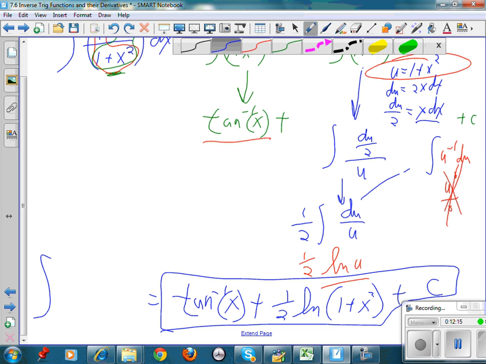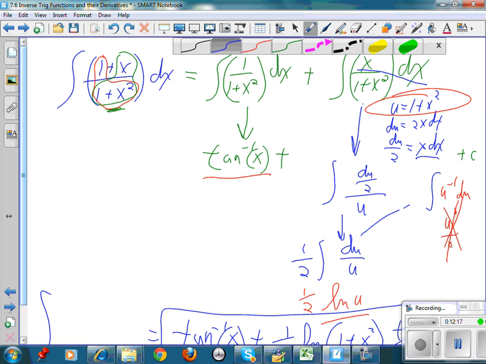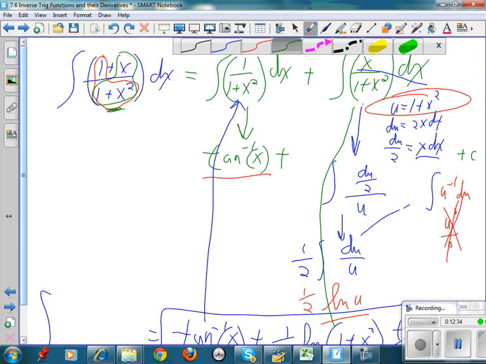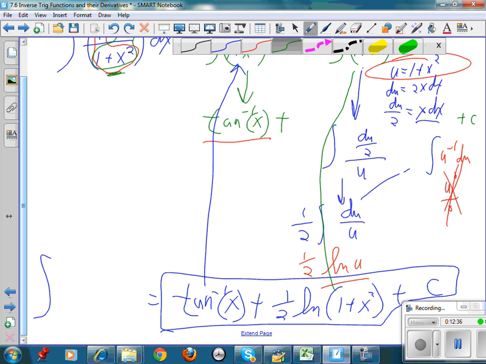If you take the derivative of these things, it should work. The derivative of the inverse tangent, oh yeah, that's that. What is the derivative of the natural log? Well, it's 1 over 1 plus x squared times 2x cancels that. Oh yeah, so that's going to match up with this. Okay, and of course my constant of integration.